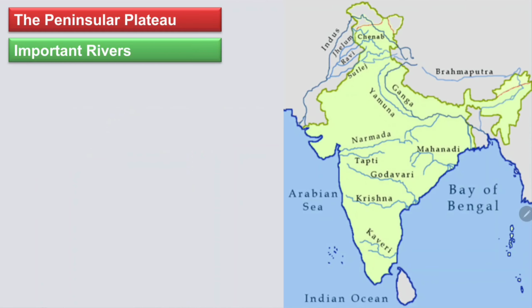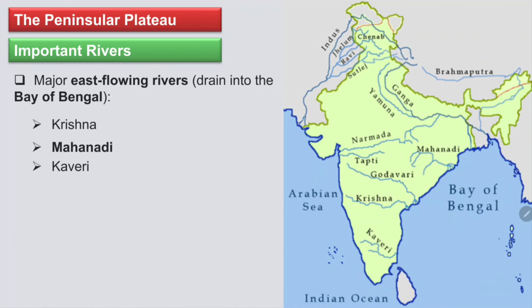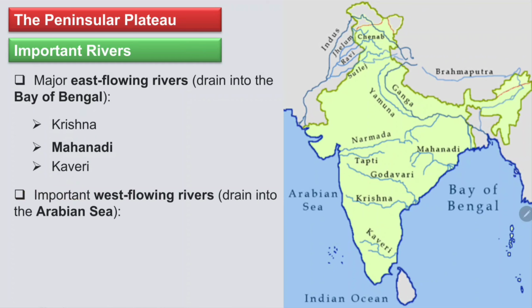So important rivers here, see, here you can see it is tilted. So Godavari, Krishna, Mahanadi, Kaveri, these are the major rivers which are draining in the eastern side, in the Bay of Bengal, and there are two rivers, Narmada and Tapti, which are draining in the west. So this is what we are going to learn now. Major east flowing rivers drain into the Bay of Bengal, like Krishna, Mahanadi, Kaveri. You can write Godavari also here. And next we have the important west flowing rivers that drain into the Arabian Sea, that is the Narmada and the Tapti.